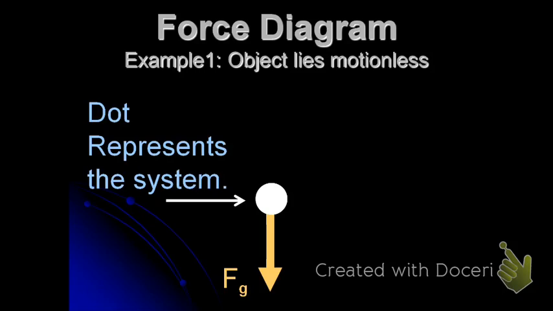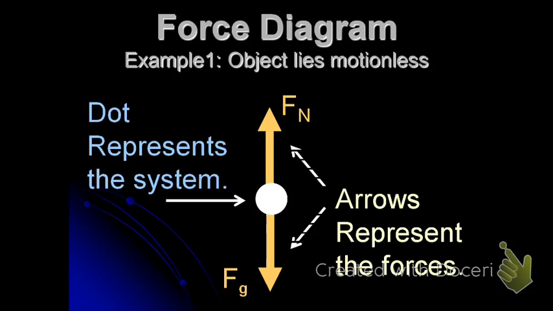What kind of force can the table exert on a box? Up happens to be perpendicular to the surface, what do we call that force? That's a normal force. So there's an upward normal force, okay? So here we have the dot representing the system, arrows representing the forces. Any questions?